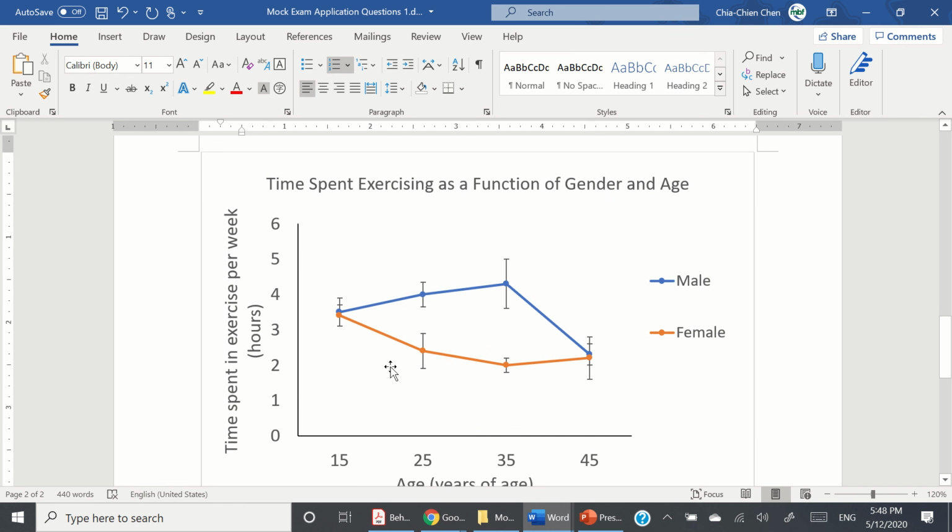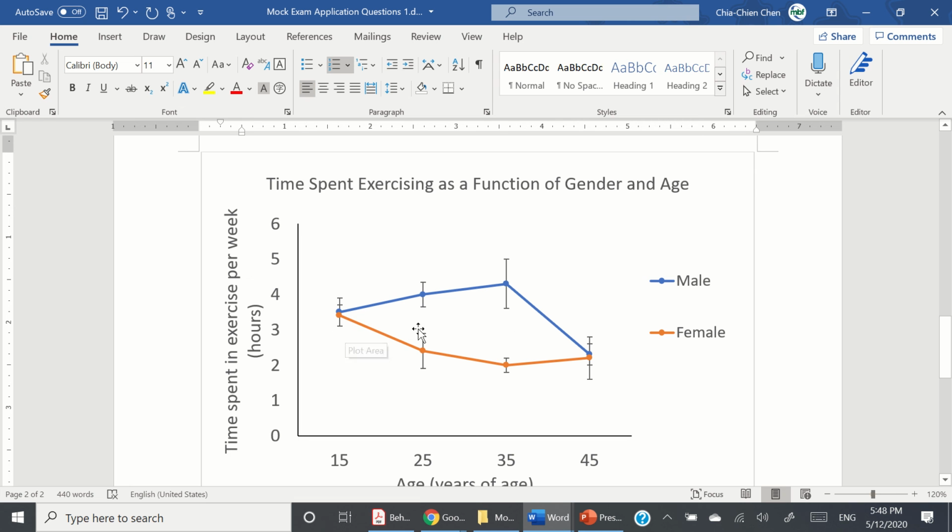So we're looking at 15 versus 25 years of age. Do the error bars overlap? Yes, they do. They overlap a lot. So that means 15 versus 25 in the males only, they're not significantly different from one another. What about 15 versus 35? No, it doesn't, because the error bars still overlap a lot. What about 15 versus 45?